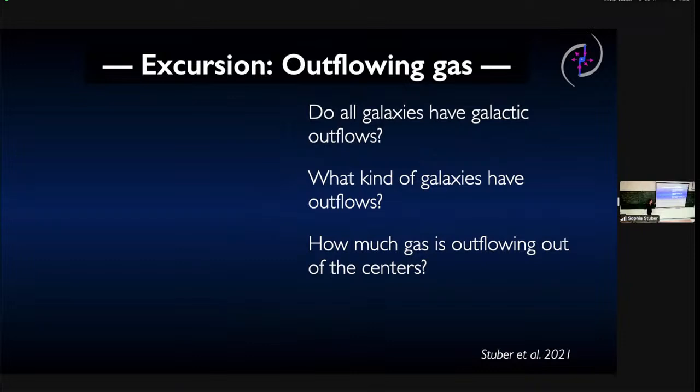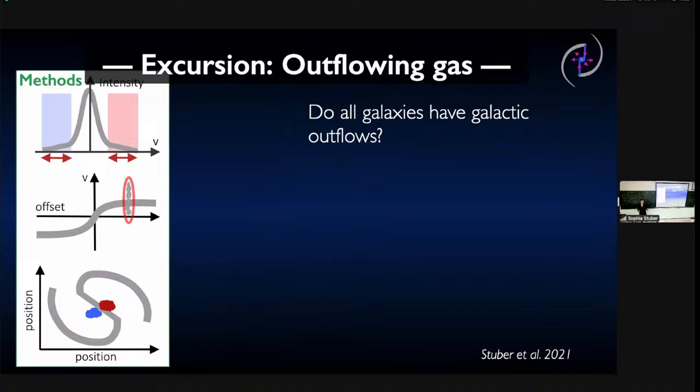Well, this is another study that I did in 2021, so I want to briefly talk about it. First of all, what is an outflow? An outflow is a relatively small amount of mass moving at relatively high velocities. So we're looking for broad wings in a spectrum, or if we take a position-velocity diagram, we expect sort of an S-shaped rotation curve. We're looking for something suspicious on top of that. And we can also take these broad wings and integrate over them. Look, where is this emission actually coming from in a map of the galaxy?